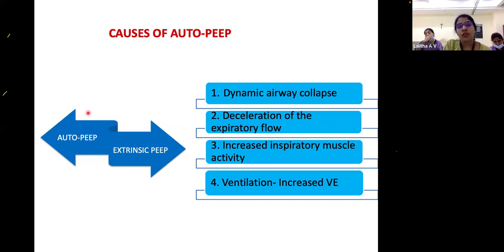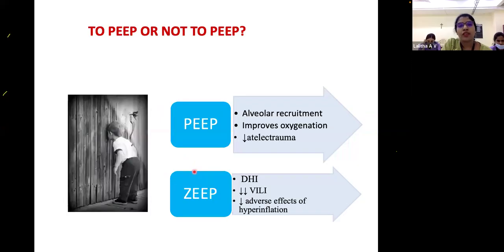The causes why this auto PEEP develops: there is dynamic airway collapse, deceleration of expiratory flow. How do you detect this? Like the expiratory flow, your ETCO2 will show a sharp appearance. I have some slides that show you that. And because of the auto PEEP, there is increased inspiratory muscle activity and increased ventilation, there will be asynchrony.